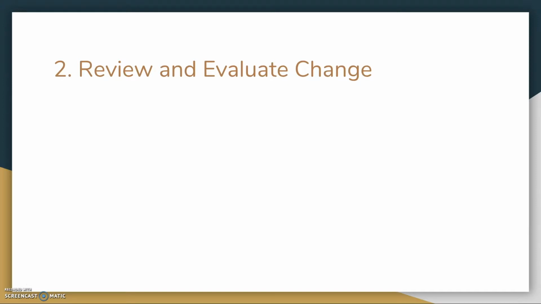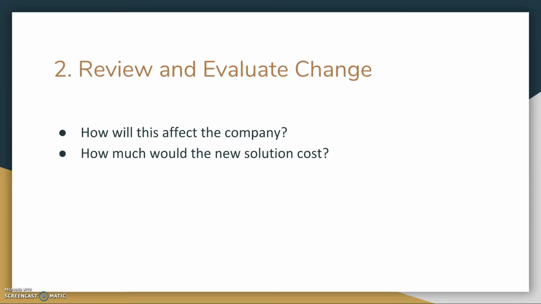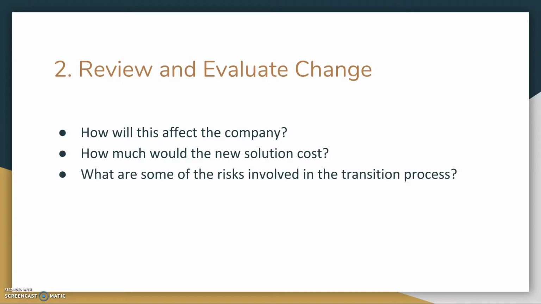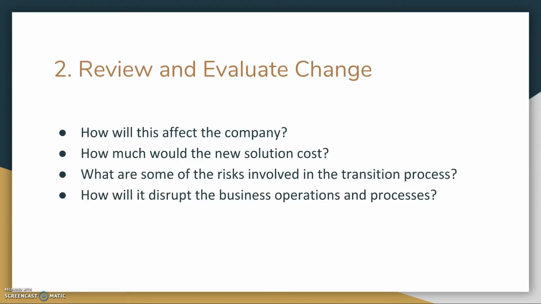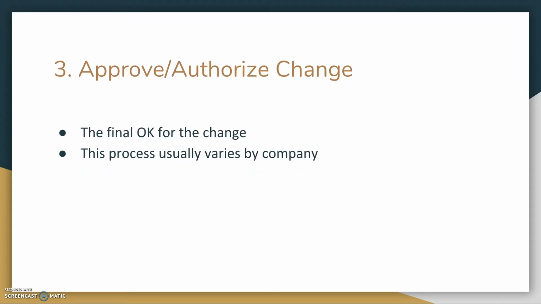Some of the questions they may ask are things like, how will this affect the company? How much would this new solution cost? What are some of the risks involved in the transition process? And how will it disrupt the business operations and processes? If the risks and costs of implementing and running the new operation are too high, the CAB can reject the change approval and send it back to the person who submitted the request with a detailed explanation of why it was rejected.